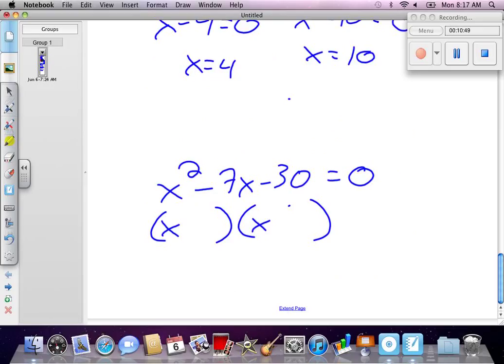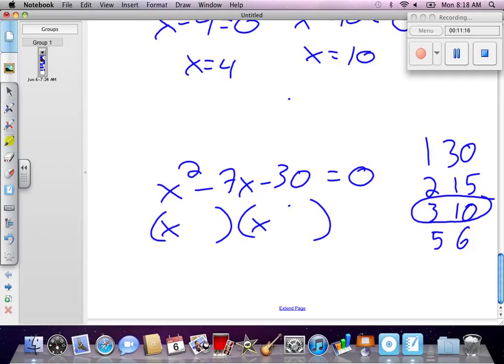Okay, let's think of the multiples of 30. We've got 1 and 30, 2 and 15, 3 and 10. What else? 4 doesn't go in there, 5 and 6, and then we're back to where we started. Which one, when I add it or subtract it, gives me 7? 3 and 10.